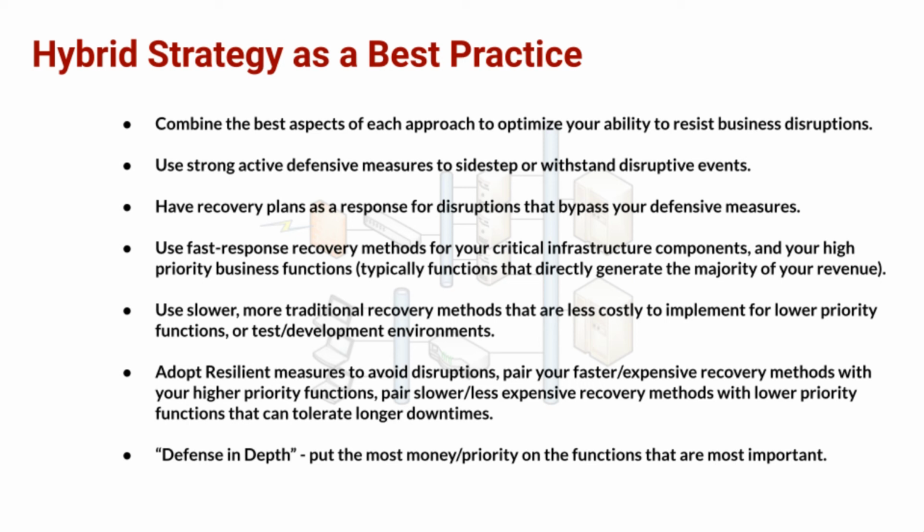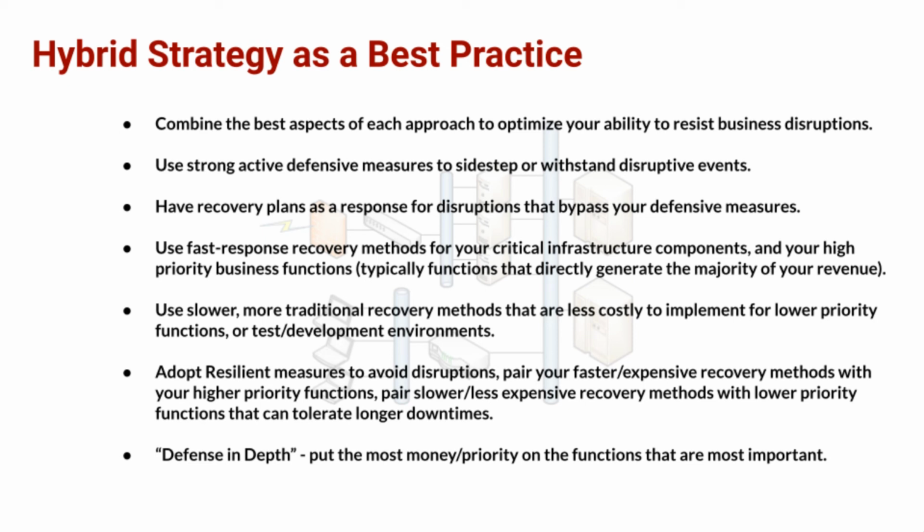In most large organizations, cost is a big factor. It's usually far too expensive to protect your entire enterprise with your best recovery methods or best resilience plans. So you need to prioritize. You need to look at what your highest priority business functions are and defend them with your fastest response recovery methods or your best resilient defenses. And then for your lower priority functions or your test and development environments, you can use slower, more traditional recovery methods that are usually a lot less costly to put in place.